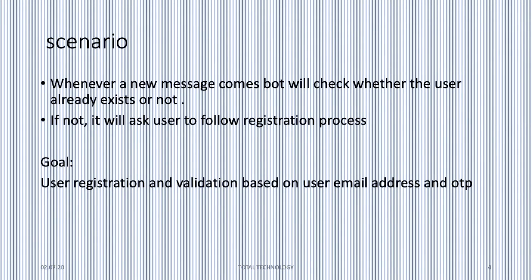This is the high-level flow, and this is the scenario: whenever a new message comes, the bot will check whether the user already exists or not. If not, it will ask the user to follow the registration process, and the goal will be user registration and validation based on the user's email address and OTP.